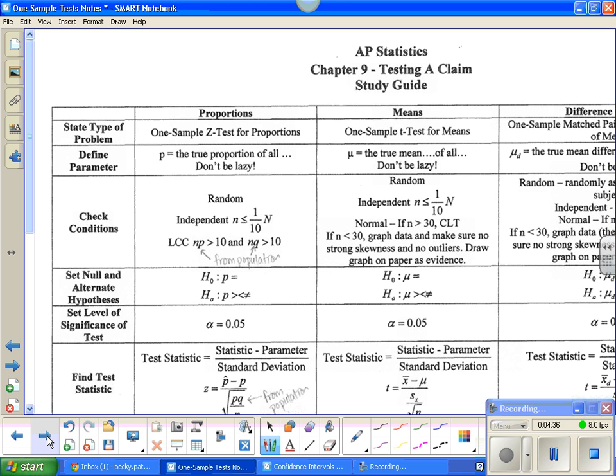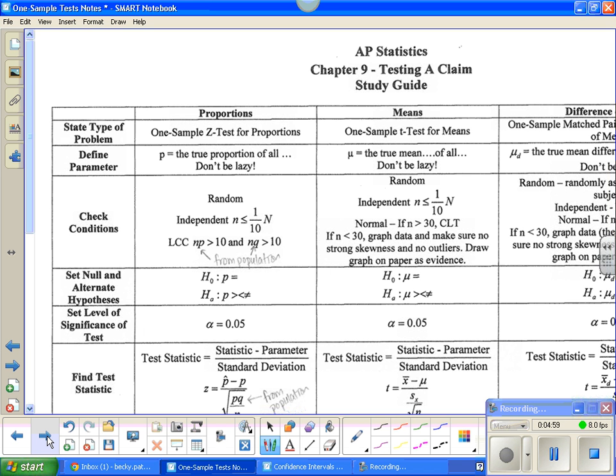Let's see what's next. Okay, so now grab this guy. And if you want to make any notes on him, feel free. But we're just going to kind of talk through him really quick. So what are my 3 categories? Proportions, means, do you remember the matched pairs difference?